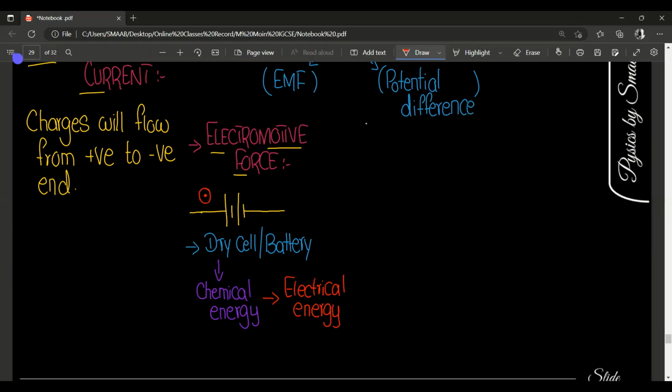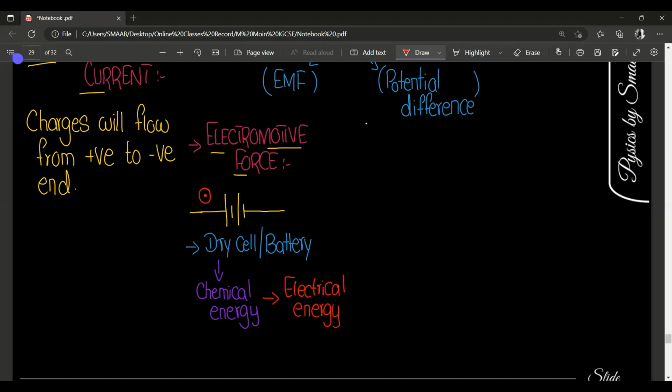Work done means how much work is required to convert chemical energy into electrical energy, right? So there is a transformation of energy, just like in our daily life example. If we want to follow our daily life routine, we need some source of energy in the form of breakfast, lunch, and dinner, right? So we get energy in different forms, and we perform our routine work in different forms. So there will be a transformation of energy, right?